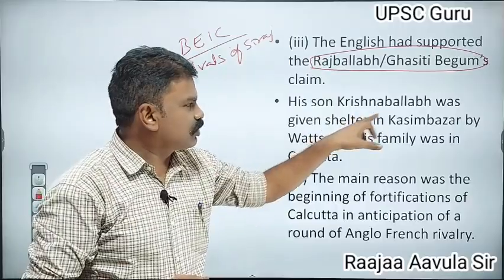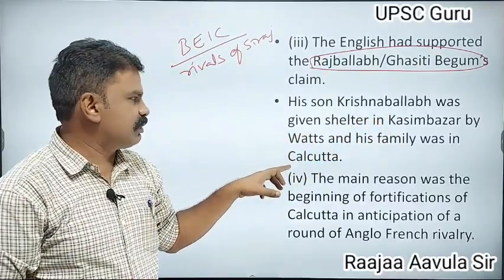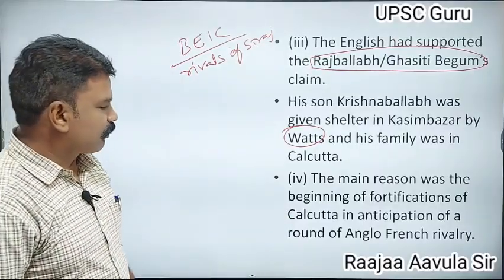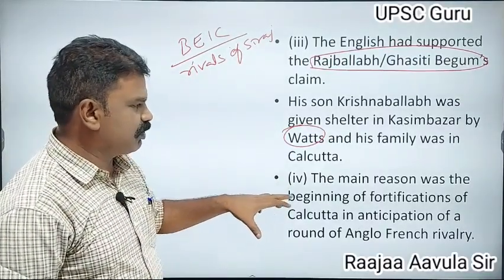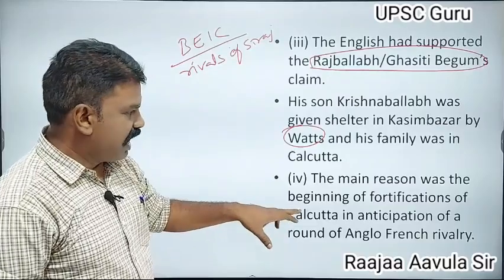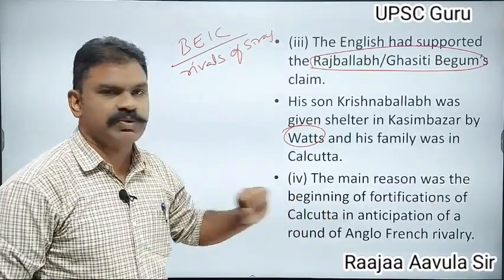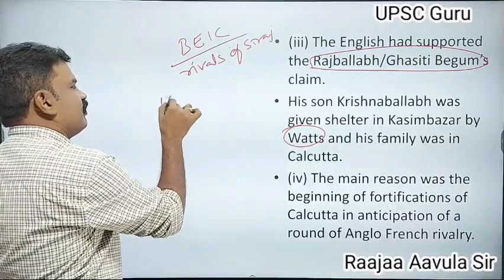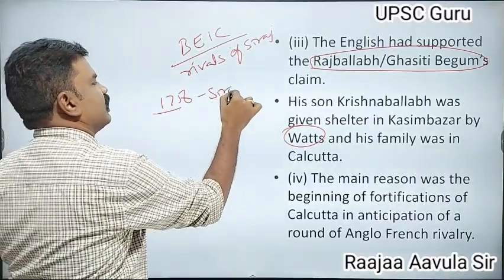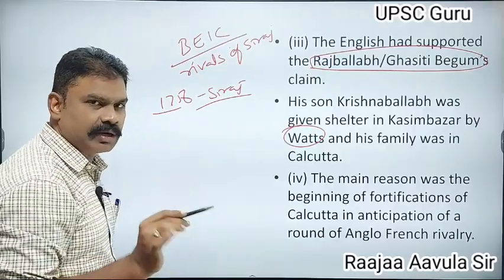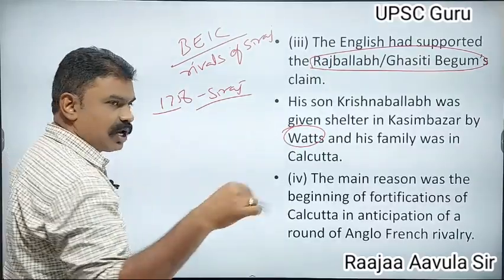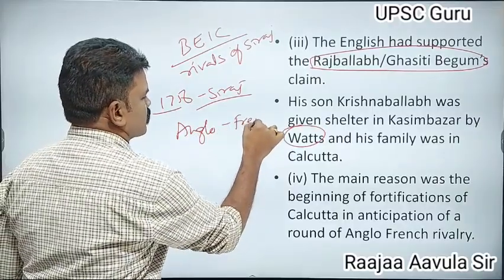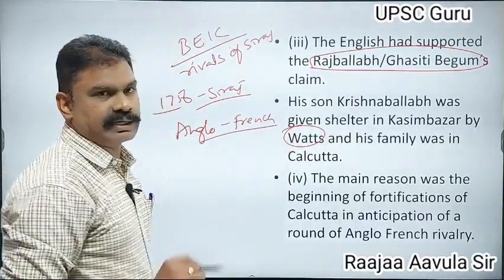Rai Dullab's son Krishna Dullab was given shelter at Qasim Bazar by the Watts, who were Englishmen. The main reason was the beginning of the fortification of Calcutta and the anticipation of a round of Anglo-French rivalry. During this period, 1756, when Siraj-ud-Dawla came to the Bengal throne, there was an ongoing Anglo-French war in South India, Karnataka.